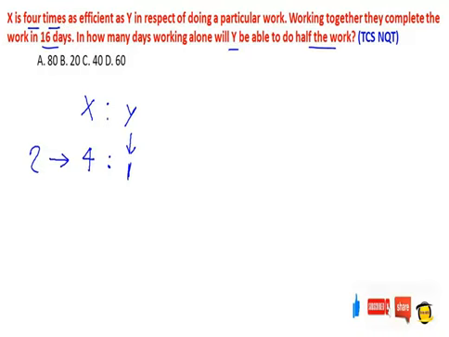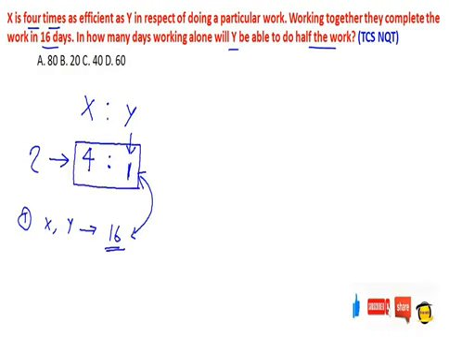And also they have given further that working together, they can complete the work in 16 days. So X and Y working together will be able to complete the work in 16 days of time, right? Now let's compare these 2 points. We know that efficiency is basically the number of units completed by a person in a single day, right? So what does this 4 and 1 mean? If X is going to complete 4 units of work in a single day, Y will complete 1 unit of work in a single day, right? So let's assume if X and Y are working together in 1 day, how many units will they complete? They'll be completing 5 units per day, right?